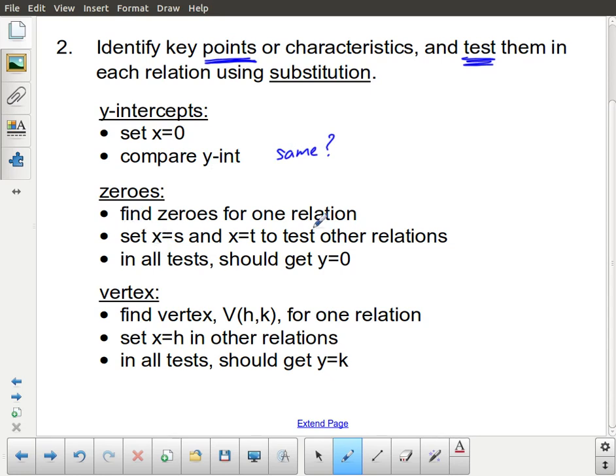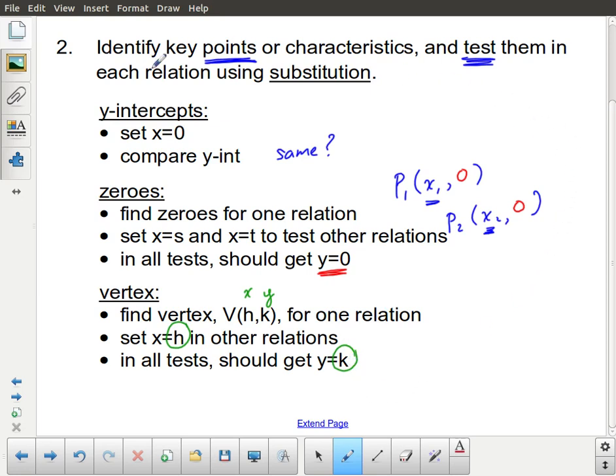For zeros, if you can find the zeros for one relation, remember that a zero is a point. So your first zero is going to occur at (x1, y1), and your second zero, a second point, is going to be at (x2, y2). So we can sub x1 and x2 into all of the relations, and I better get y1 and y2. But even more significant here is the fact that y1 and y2, because we're looking for zeros, are actually going to be 0. So we have to test and make sure that we always get y equals 0. And the vertex is at (h, k), which is just the x coordinate and the y coordinate. So if I sub in this x coordinate into each relation, I should get this y coordinate from each relation.